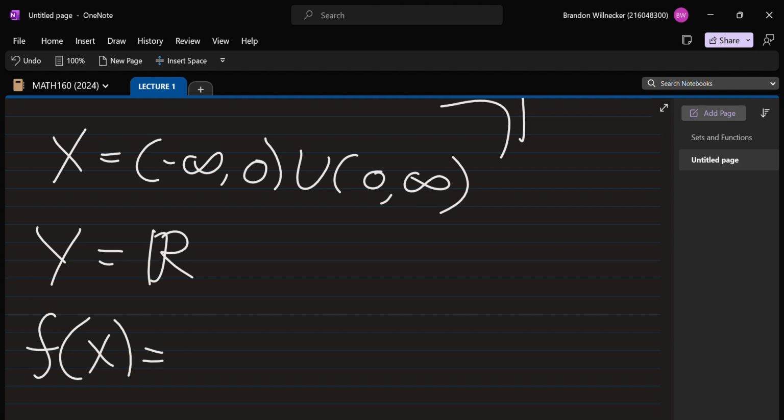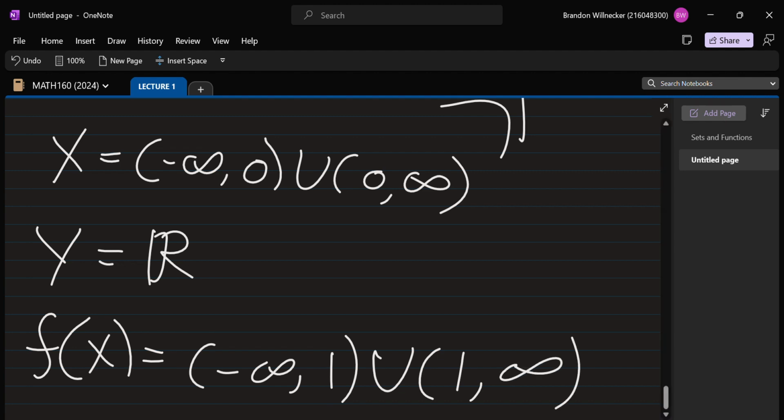And then the range, that's everything except 1. Let's write it as an interval. Minus infinity to 1. Round bracket, we're not including 1. That covers the negative case up to 1. Everything after 1, that's fine as well. So we take the union from 1 to infinity. So here I wrote it as a union of intervals.